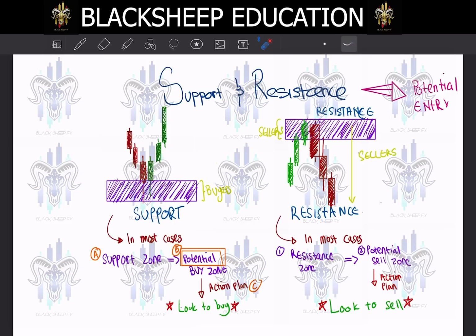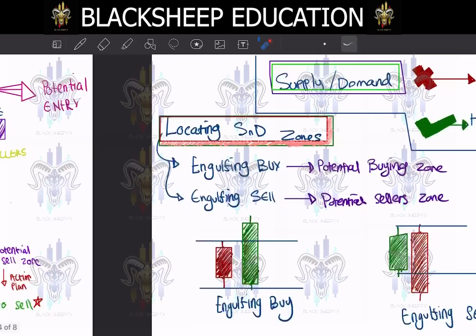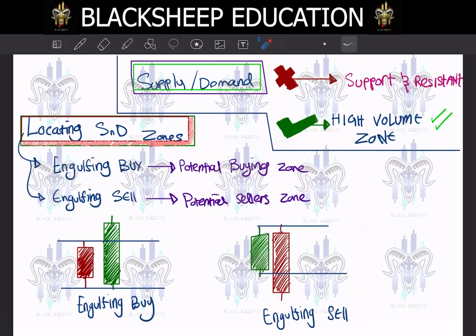But we're not going to be talking about entries. Now it's more towards how do you mark and how do you locate and identify a particular zone. So this is where we will go into the branch of how do we locate supply and demand zones, and later on, how do we find the support and resistance zone in the demand zone for you to get your entry.